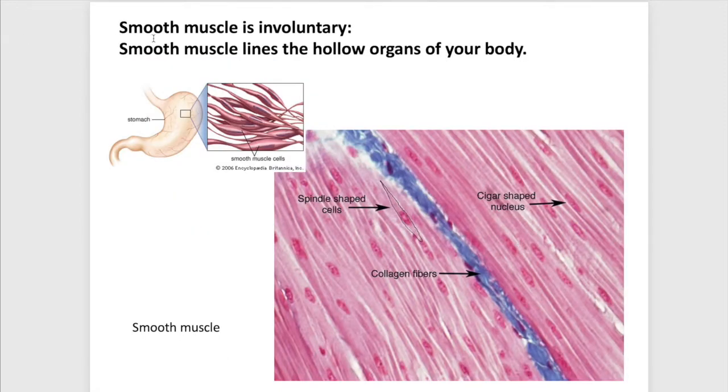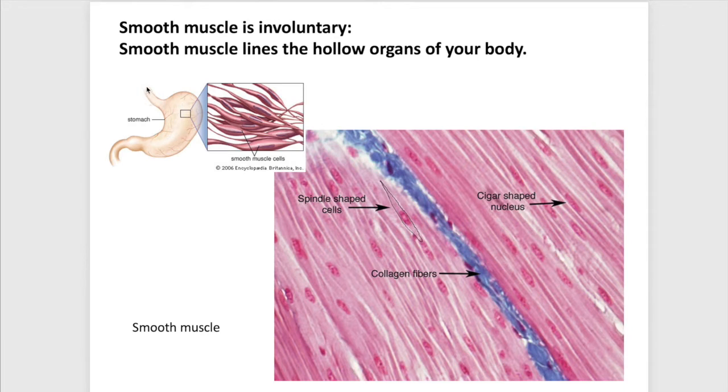The third muscle type is smooth muscle, and smooth muscle has no striations, none of those stripes at all. They're kind of spindle shaped, pointed at both ends, and that's how they're going to appear to us in the histological section. And what these guys do, these are involuntary. They surround the hollow organs of the body.